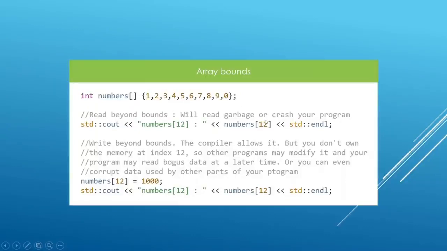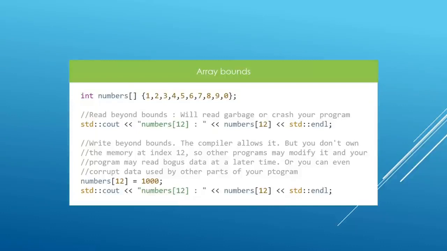But if we try and access something at index 12, the code is going to compile, and if we run it, we're going to get something printed out. But this is going to give you garbage data, or you might even be trying to read some restricted memory, and your program is going to terminate immediately, and we're going to say that it has crashed. If you try to write out of bounds, the compiler is also going to allow it, but you don't own the memory, so other programs might come and change that memory location, and if you try to read from it again, you're not going to get what you expect. Another thing that could happen is that you try and modify data that is owned by other programs, and you might imagine how bad that really is.